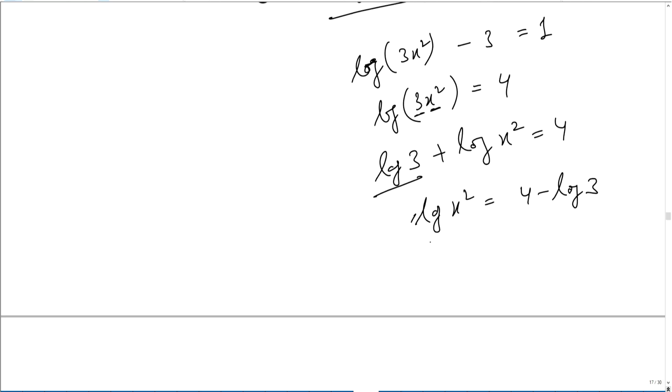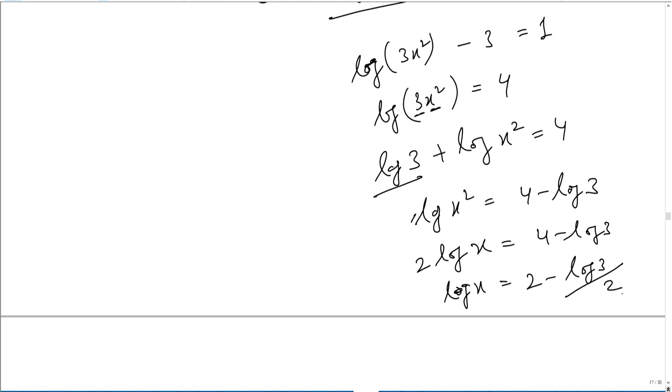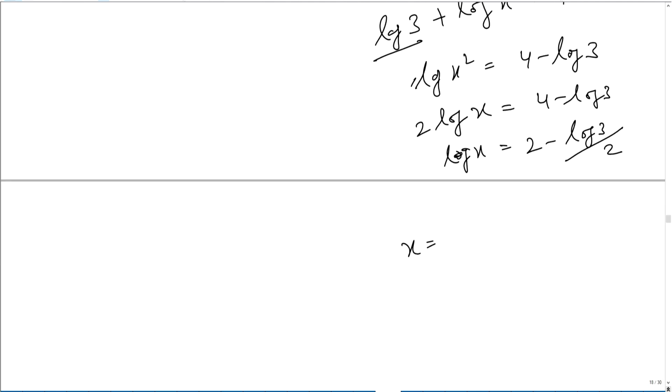Now, here you have log x square, which can be written as 2 into log x equals 4 minus log 3. So, log x is actually, if you divide it by 2, 2 minus log 3 by 2. x is the exponent of 2 minus log 3 by 2. So, that is how we have solved it for x.